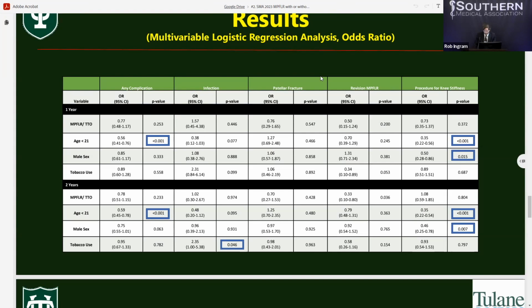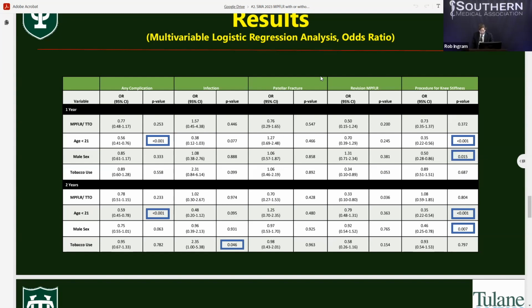Male patients were also found to be less likely to require procedures to correct knee stiffness at both 1 and 2 years when compared to females. The literature shows that female patients are generally over 5 times more likely to experience complications following MPFL reconstruction than males. This may be due to a higher incidence of anatomical abnormalities, such as trochlear dysplasia in female patients.